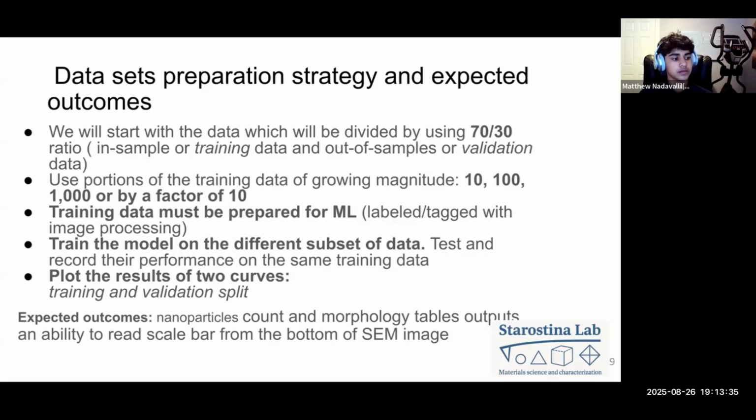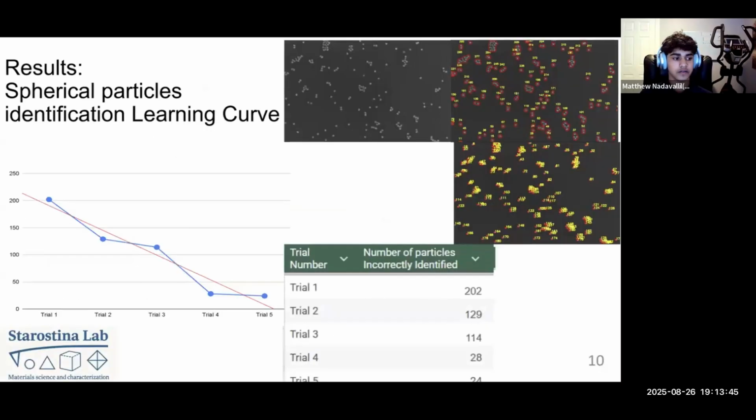Our expected outcomes are nanoparticle count, the morphology table, the outputs, and the ability to read the scale bar from the bottom of any SEM image. Next slide, please. All right, so these are our results for spherical particles and the learning curve for our model. On the image to the left, there are 217 particles in the image. And with a series of 5 trials, the number of particles incorrectly identified was used to construct a learning curve.